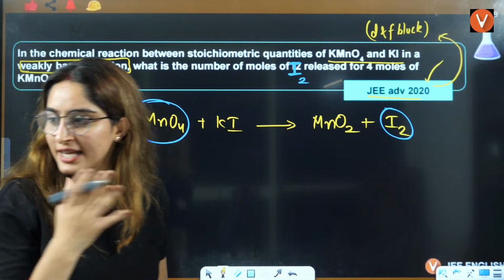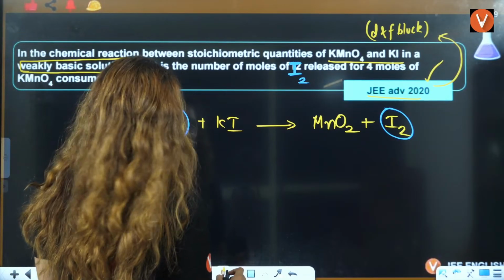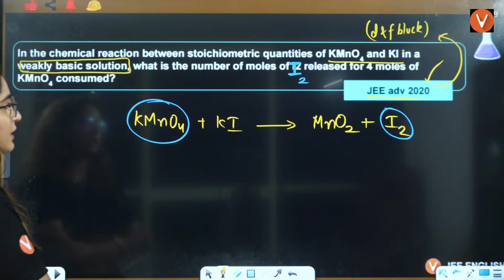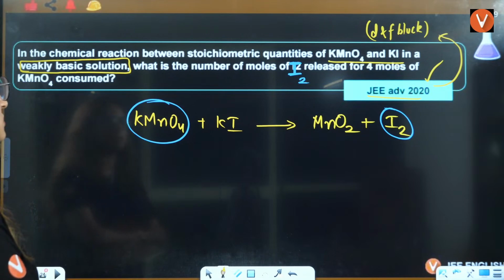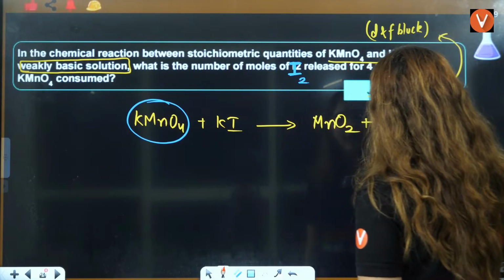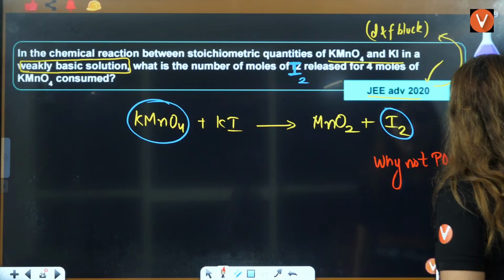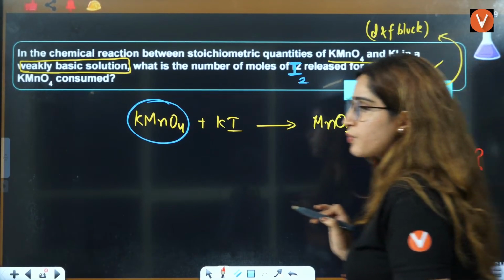Okay. Firstly, can I apply POAC here? Tell me. Can I apply POAC here? Right? Can I apply POAC? No, I can't apply POAC. Why can't you apply POAC? Who will tell me why I can't apply POAC? Why not POAC? You have to ask yourself these questions again and again.